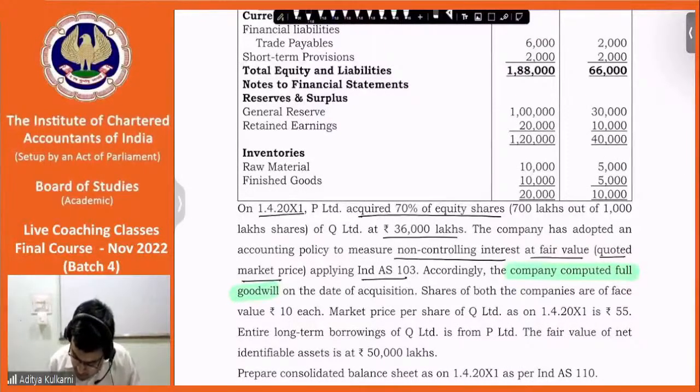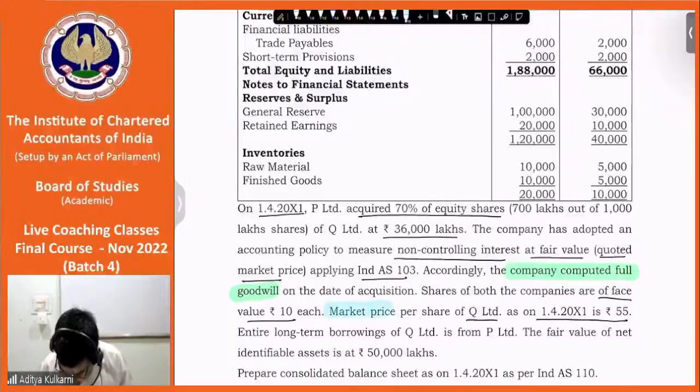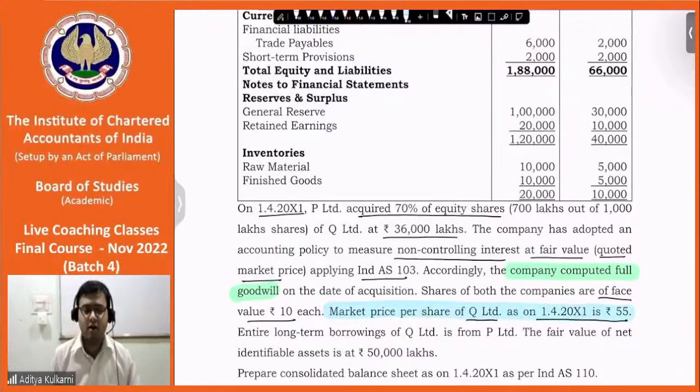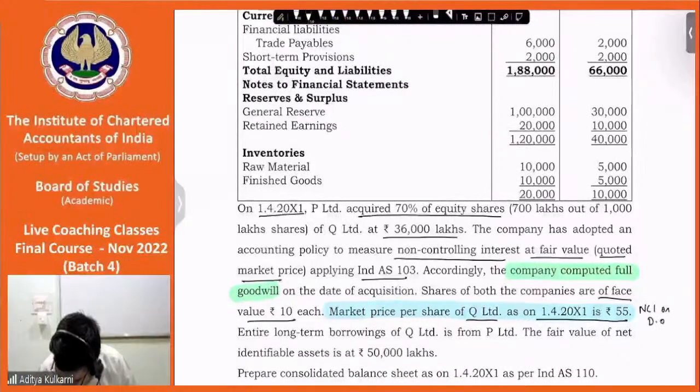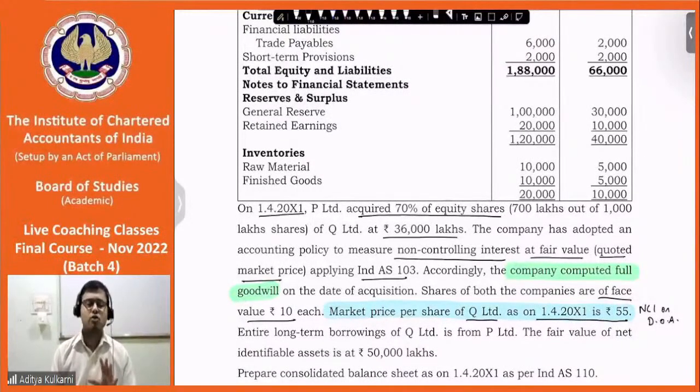Shares of both the companies are of face value rupees 10 each. Market price per share of Q Limited as on 1st April X1 is 55. Why am I given this data? This is the NCI on the date of acquisition. Okay, so with this NCI, we should be able to calculate the goodwill. We could do it either using Ind AS 103 or we could also do it using the cost of control account. We will be doing it using both the methods.